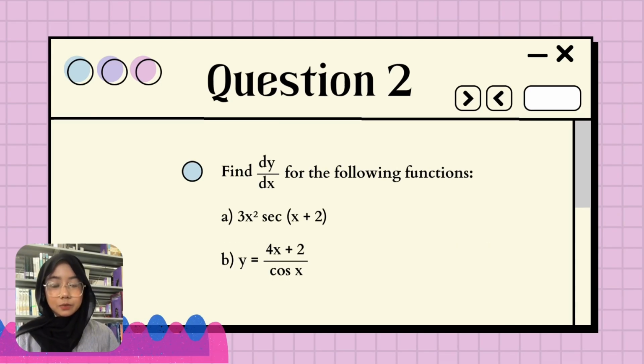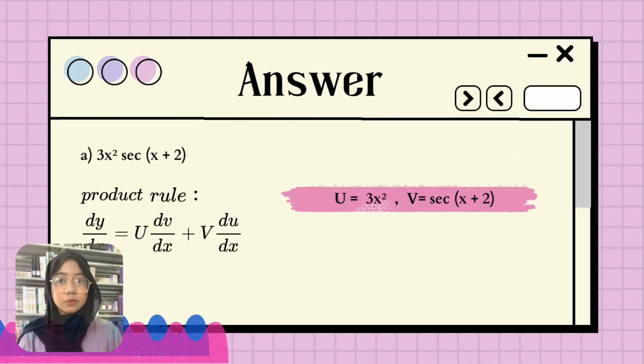So let's start with question 2. We need to find dy/dx for the following functions. In this example, we are asked to differentiate the function 3x² (sec x + 2). Since this is a product of 2 functions, one is 3x² and the other is sec x + 2, we use the product rule.